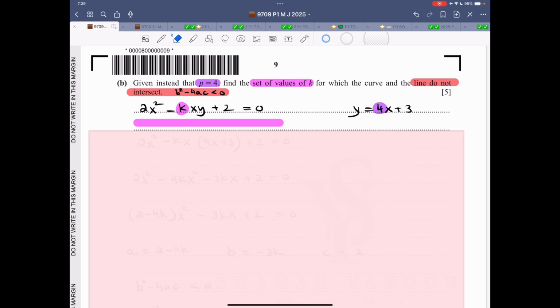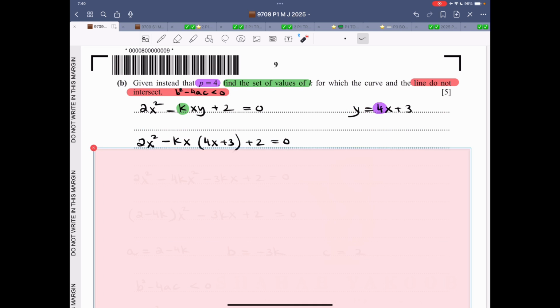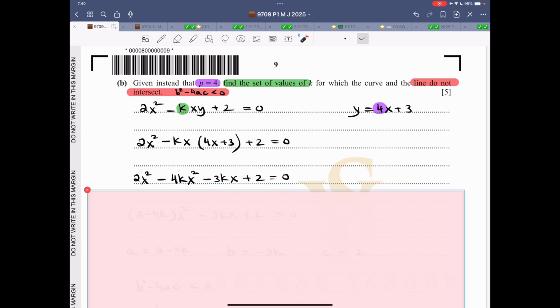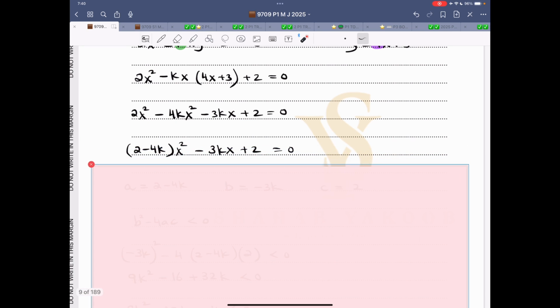Now let me just change the color because it's looking too much the same. Let me grab a green color. So now find the set of values of k, and that is the k right over here, and then we will work it out. Now what you need to do is insert this y over here and then expand, and you get a quadratic equation in terms of k.